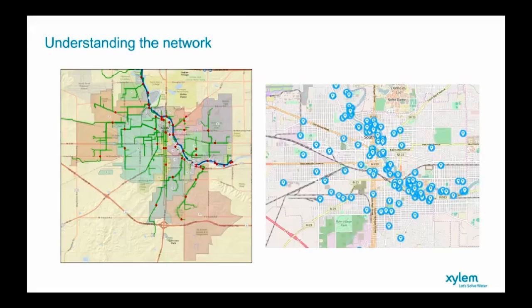And the sole purpose at the beginning of the project was to reduce those spills into the St. Joseph River by using existing capacity in the network. So there's an intercept sewer that runs alongside the banks of the St. Joseph River, which is key to this project.